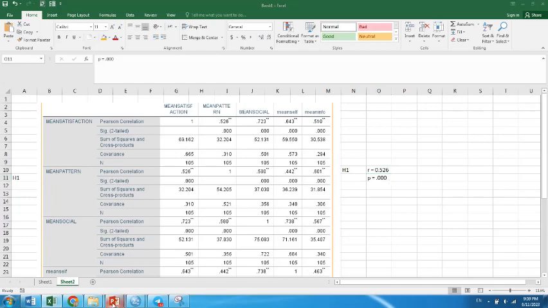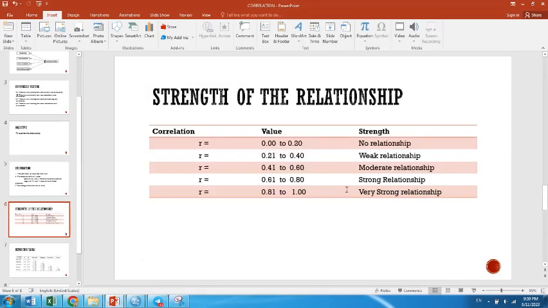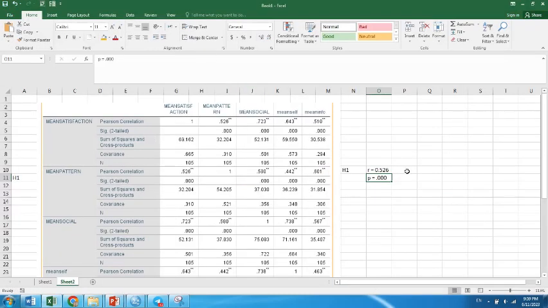So how to read that? Remember this table that I gave to you earlier, 0.5 means that it is in the moderate relationship. So how should we read this? Pattern has a significant, positive, and moderate relationship with satisfaction. That's how to read the table. So it means that your hypothesis is accepted.